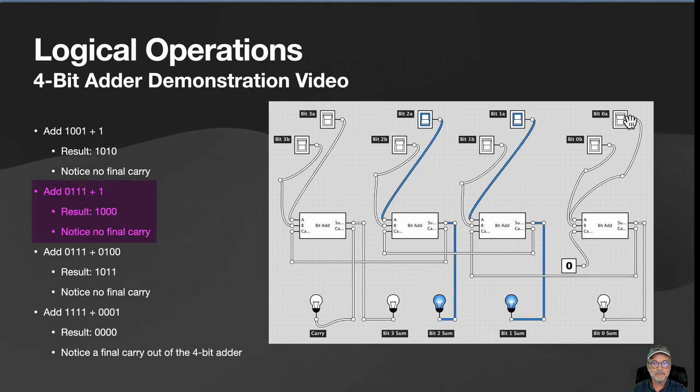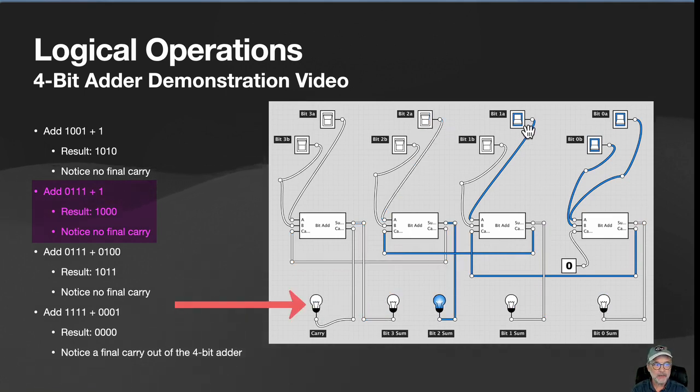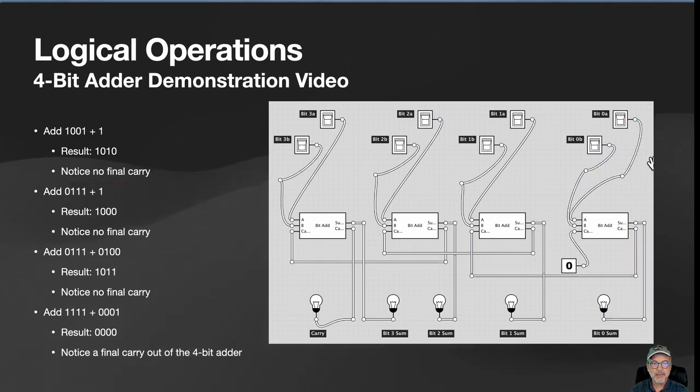Now I'm going to take 0111 and I'm going to go to the second number, 1, and notice how it carried all the way from the right to the left. So the fourth bit is 1, but the carry out is still 0. So let's clear everything again.